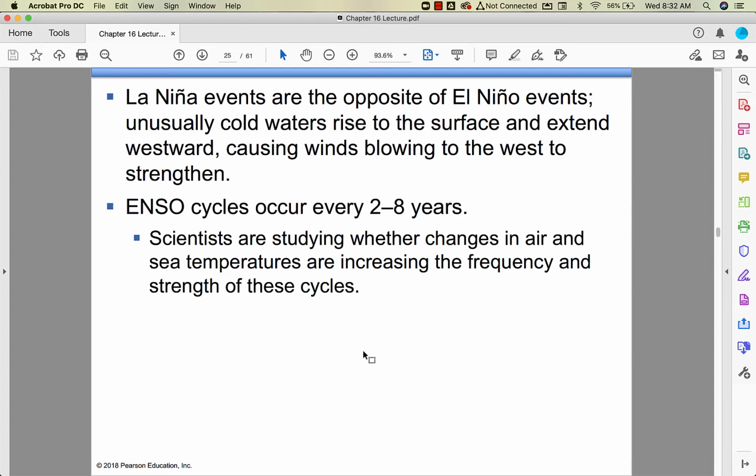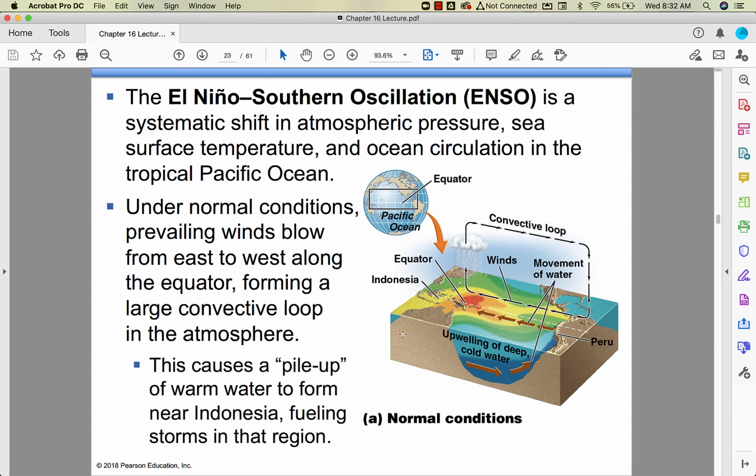La Niña is the opposite of El Niño, okay? A La Niña, I'm going to go back to this, is when these winds blow even harder to the west, right? The trade winds get stronger. So when that happens, the western side of the Pacific gets even warmer, and the eastern side of the Pacific gets even cooler, okay?